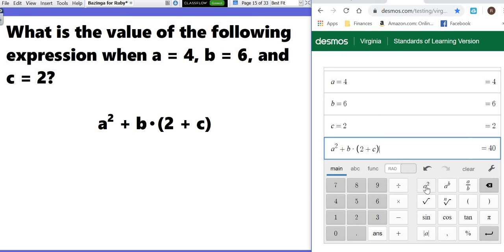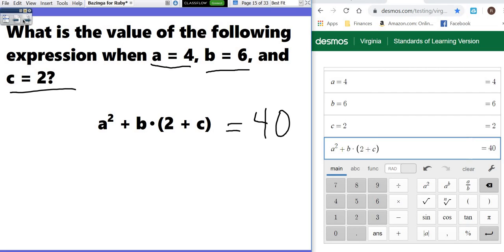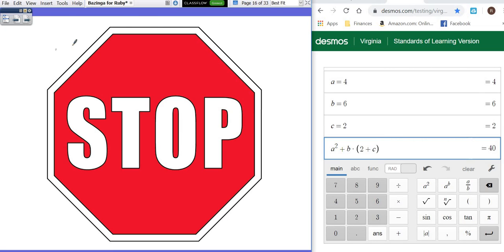And if you notice, again, let's check it. A equals 4, B equals 6, C equals 2. A squared plus B times the sum of 2 plus C. So we've got that written correctly, and we know then our answer is 40. Just be careful. Always look at your screen and double check what you've typed. That way you don't miss something just because you weren't careful. All right, well, let's go on to the next one.